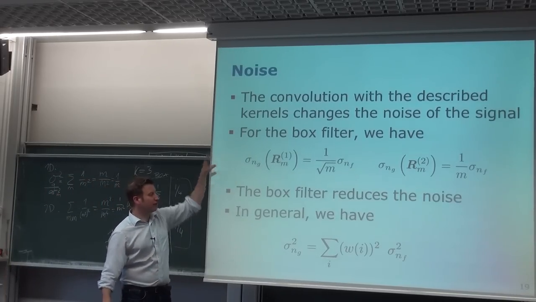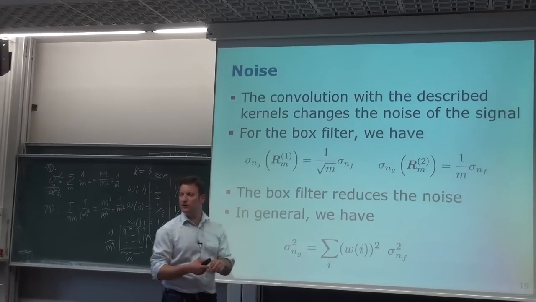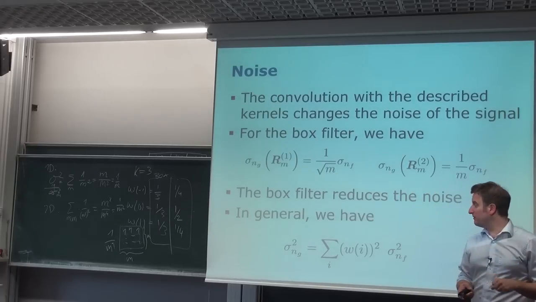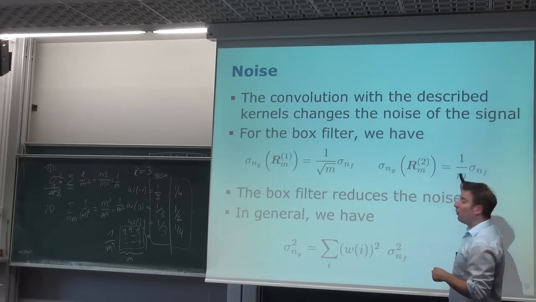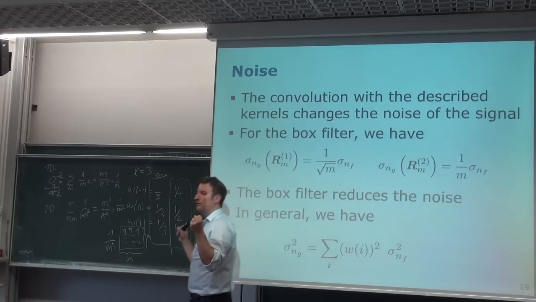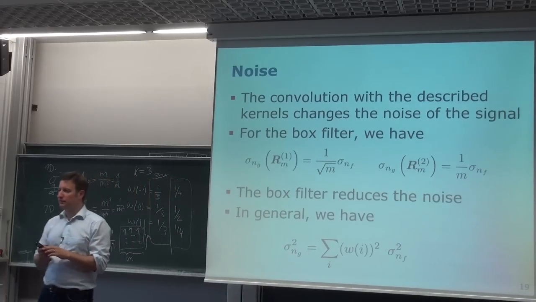That means the box filter reduces the variance of the intensity values in the 2D case, which is what we typically have if we work with images, by a factor 1 divided by m, where m is the size of the neighborhood of that filter. Okay?